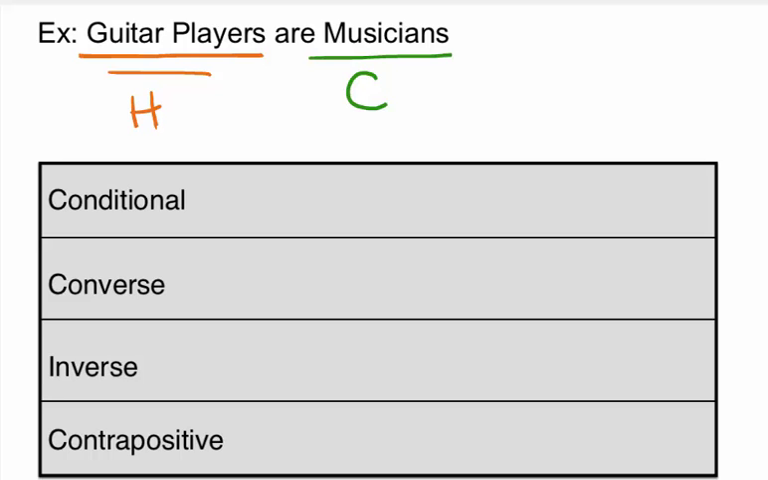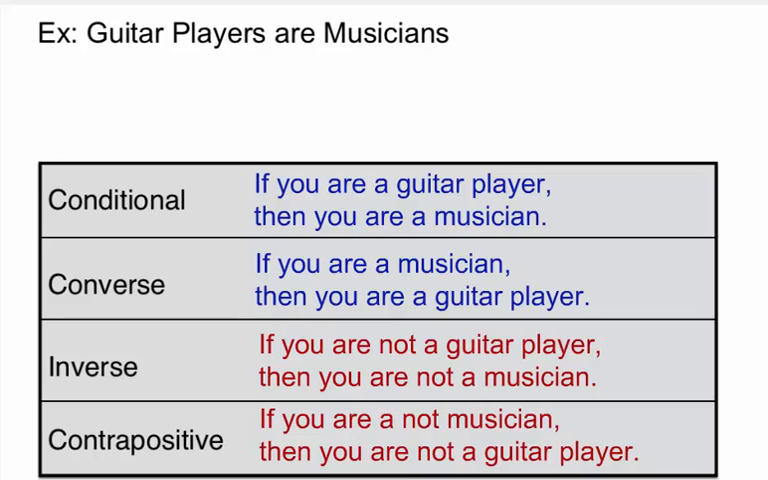All right, so go ahead and take a minute to think about what the conditional statement would look like, what the converse statement would look like, and what the inverse and contrapositive would look like. Pause this, try it on your own. So here's the solutions. The conditional, if you are a guitar player, then you are a musician. The converse, if you are a musician, then you are a guitar player. The inverse, if you are not a guitar player, then you are not a musician. Contrapositive, if you're not a musician, then you are not a guitar player.